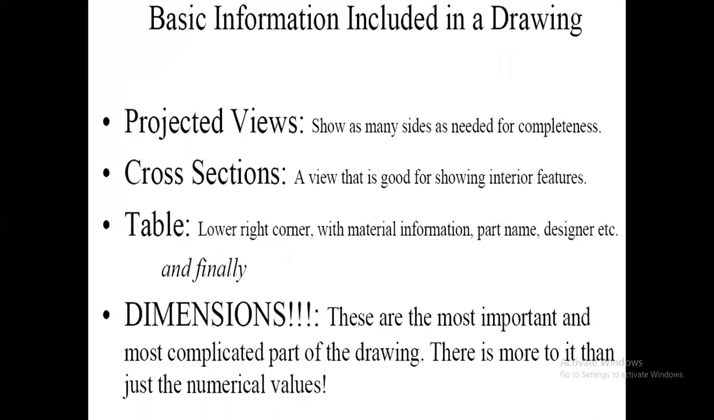The basic information includes projected views. That box includes projected views, cross section, table, dimensions, etc. Dimension means the length, breadth, width. Table means the table maybe with a part name, with a designer, etc. Cross section means different views, a top view, front view, side view, cut section, etc. It includes these.